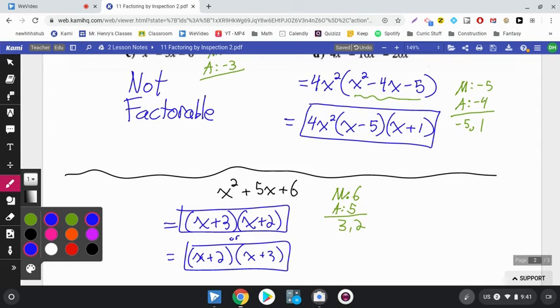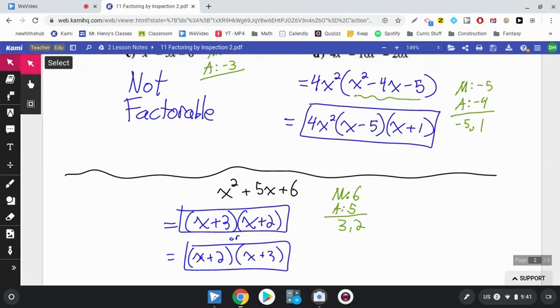And maybe when you look at an answer key, the factors might be written in a different order. That's fine. You're still just multiplying 2 pieces. The order doesn't really matter. And that is it. That's all I wanted to show.